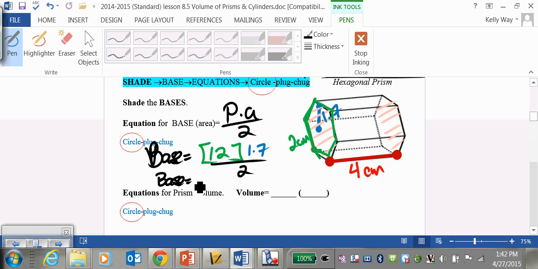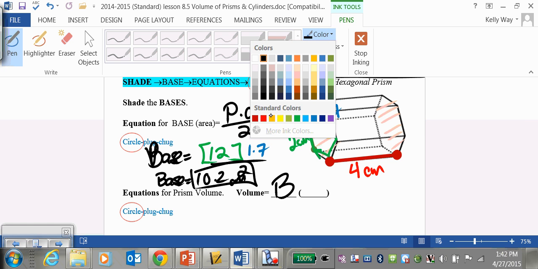My base here: 12 times 1.7 over 2. Okay, it's 10.2. We check for the units, centimeters squared. That's your base.